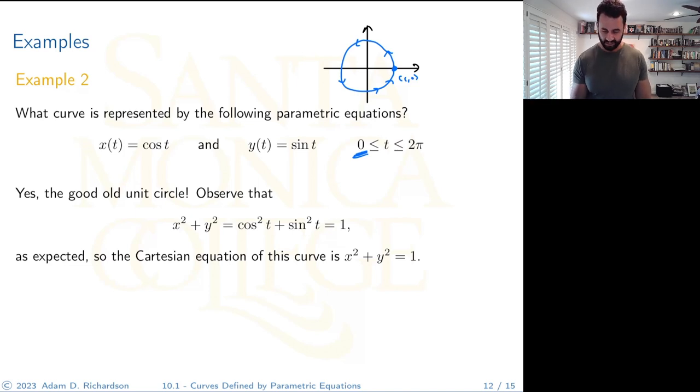Now we can eliminate the parameter, and this is going to look very familiar as well. X squared plus y squared equals cosine squared plus sine squared, which is equal to 1, because that's the equation of the unit circle. So this is the Cartesian equation of the unit circle. And so there you go. When you eliminate the parameter t, you don't see any of the quote unquote motion. All that you see is the circle. You just see the actual circle that was constructed after t has been allowed to move around from 0 to 2 pi. All right.